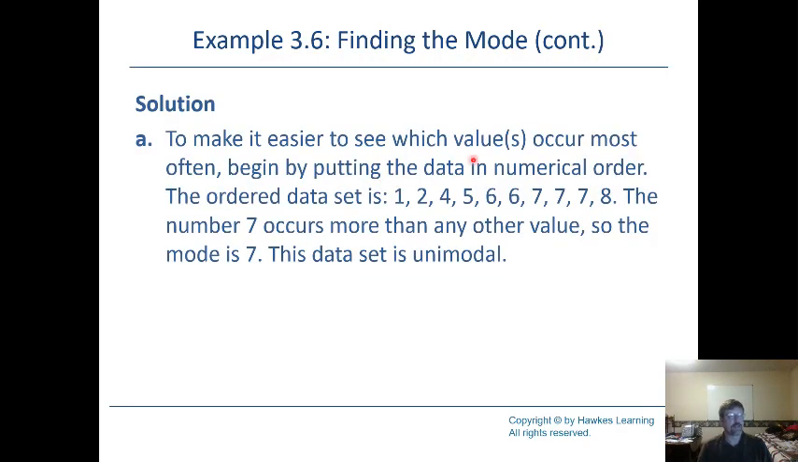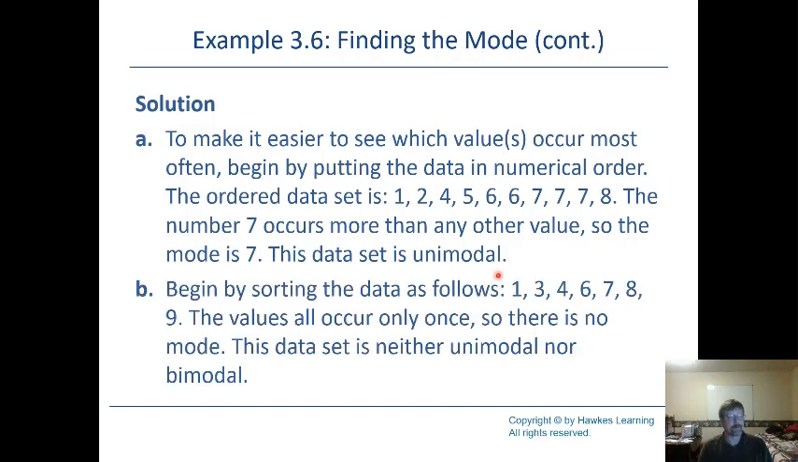So again, it's easiest if we put these in order. You can see that there's 2 6s and 3 7s, so the mode is 7 and the set is unimodal. There's only one. In the next set, in order, all the values only occur once, so it is neither unimodal nor bimodal, and there is no mode.